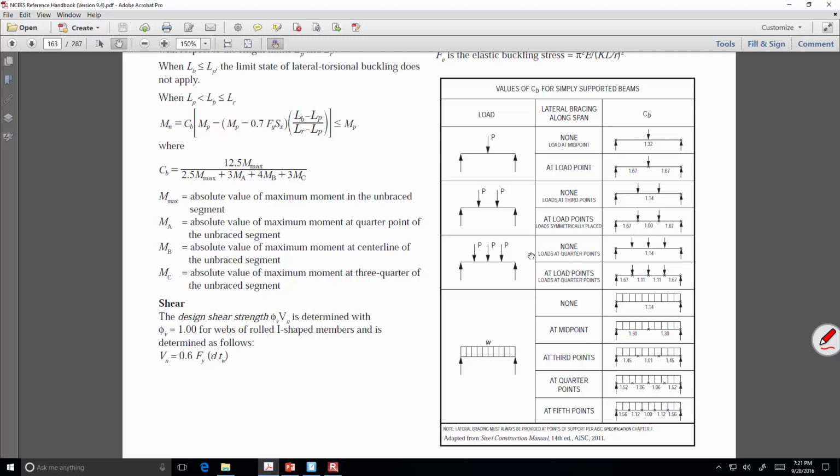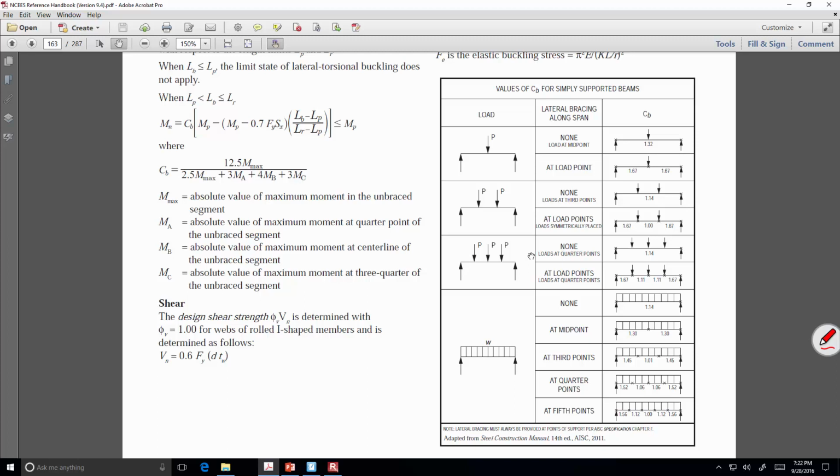So if you look here for this distributed load, look at the differences in these values. It's all a function of where the braces are. So like this second one is if you have a brace at each end and then a brace at midpoint. This one down here, if you have a brace here, here, here, and here. Everybody kind of see what's going on? And within these different given elements, we have different CB values.